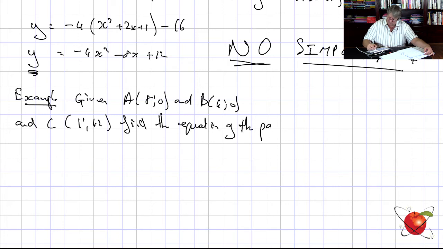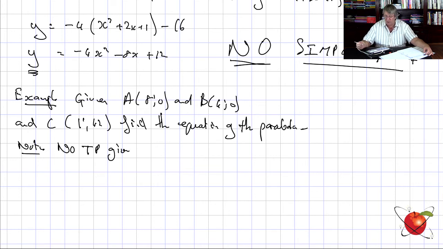Of the parabola. Okay, note, no turning point given. So it's not a turning point one. So now I look and I see, okay, what are A and B? Well, let's try and plot this.